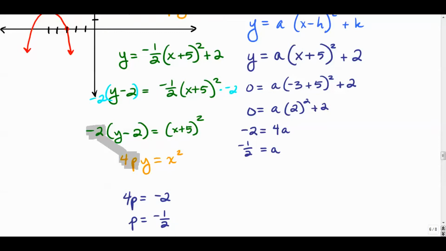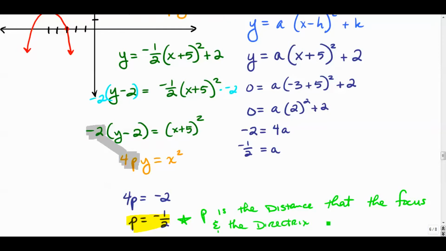Now, that p value is extremely important. The p is the distance that the focus and the directrix are from the vertex. That's a really important value, that p value. It tells you how far away the focus and the directrix are from the vertex.